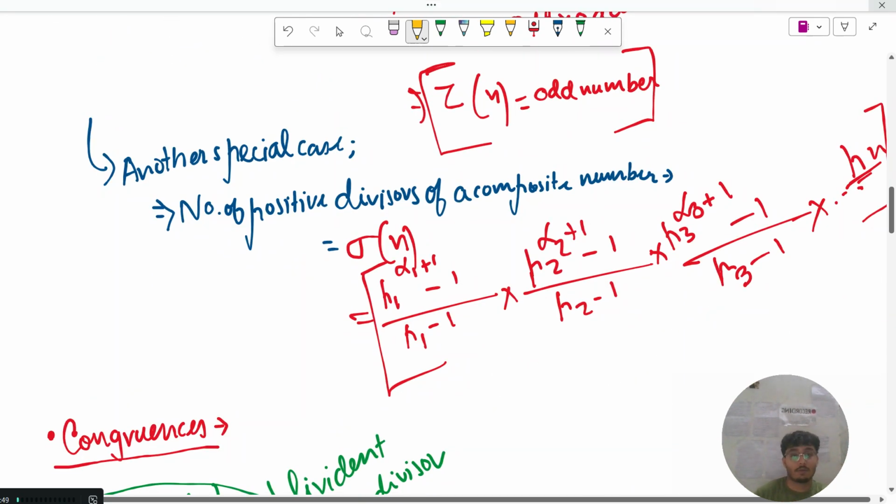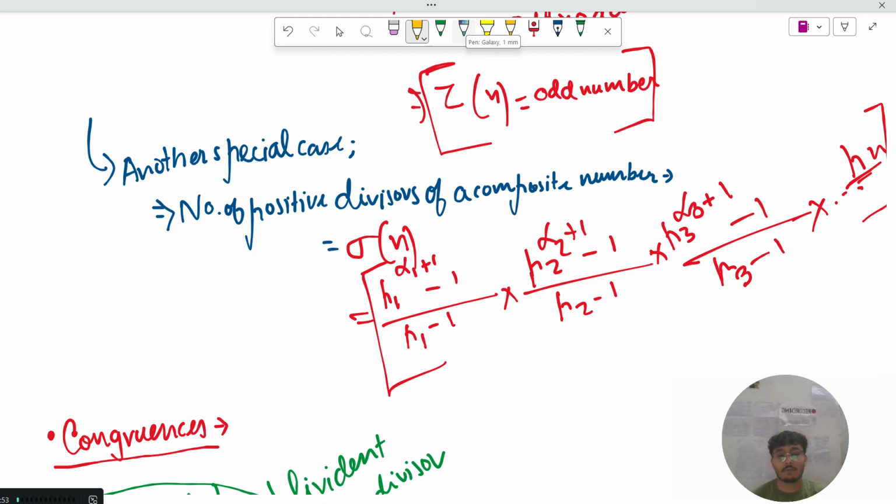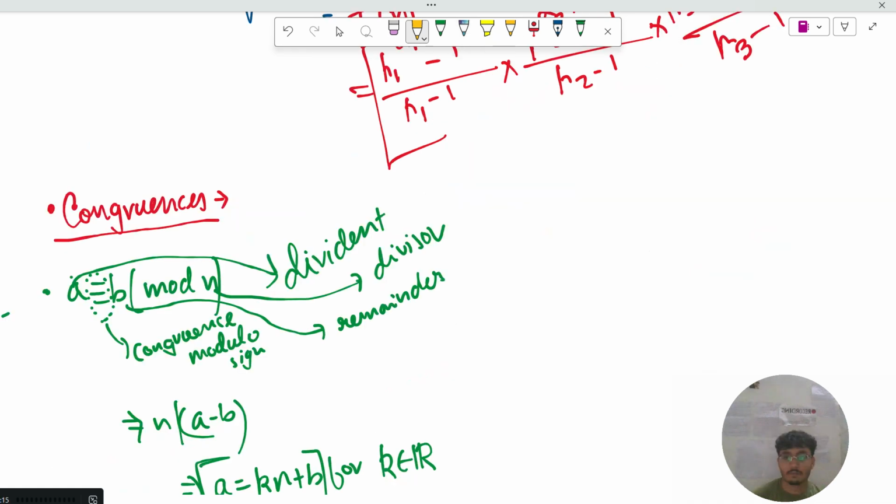Another special case is the number of positive divisors. The first one was only the number of divisors. The second one is going to be the number of positive divisors of a composite number. So that is basically going to be (p1 to the power alpha 1 plus 1 minus 1) over (p1 minus 1), if my number can be written in the form p1 to the power alpha 1 into p2 to the power alpha 2 into p3 to the power alpha 3, dot dot dot.